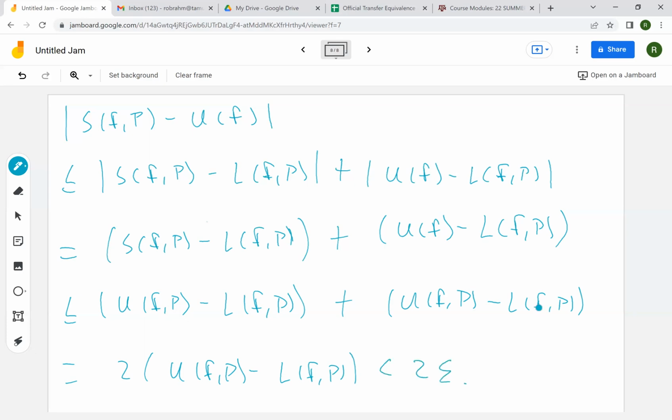So in other words, for any epsilon, we've shown that |S(f,P) minus U(f)| is less than 2 epsilon. Okay, so if f is Darboux integrable, |S(f,P) minus U(f)| is less than 2 epsilon. In other words, the Riemann sums converge to U(f), the Darboux integral of f. So this tells us not only is f Riemann integrable, but the Riemann integral is equal to the Darboux integral. So what we've proven here is that if f is Darboux integrable, then it is Riemann integrable, and the two integrals are equal.